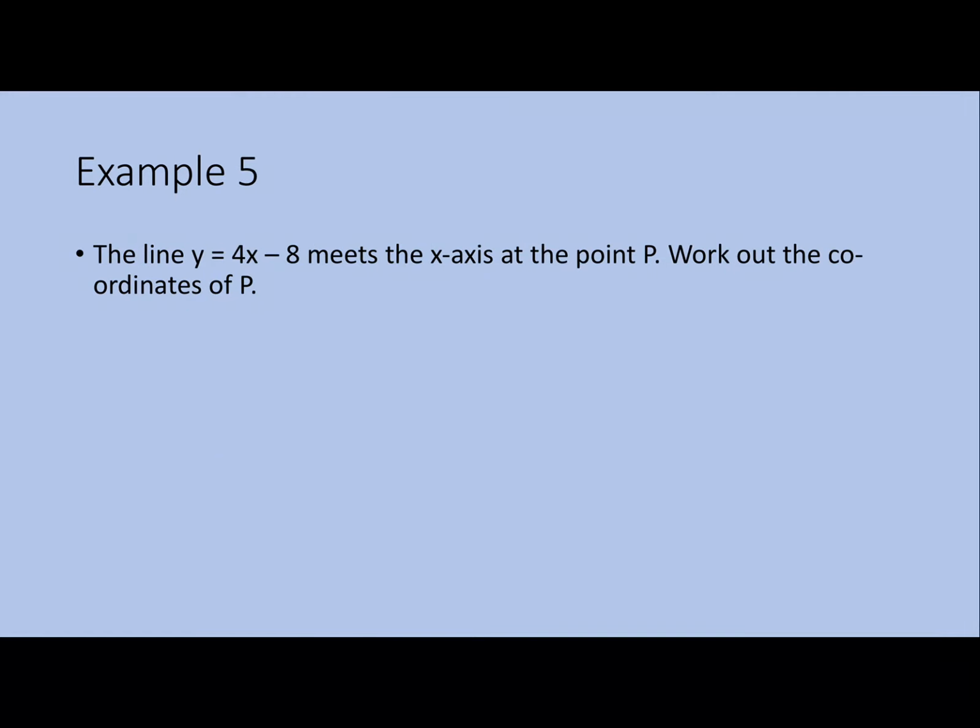Moving on to question 5. The line y equals 4x minus 8 meets the x-axis at a point P. Work out the coordinates of P. Okay, let's have a think about this. So all the way along the x-axis, the value of y is 0. So all we need to do is to take that formula, y equals 4x minus 8, and because the x-axis is the line y equals 0, just put in a 0 for y, and then solve that to find x.